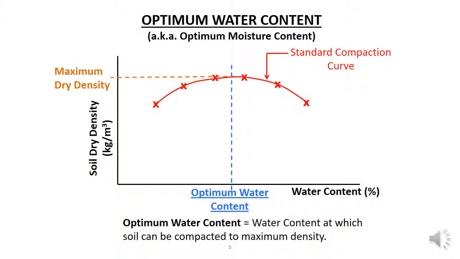When constructing a fill, we check the water content and either wet or dry the soil so that it is at or close to the optimum water content when we lay and compact it. The dry density at that point is called the maximum dry density, and this is what we expect the soil to be able to compact down to. There are charts that allow us to correlate the dry density with the bearing capacity, and this is what the designer uses when they are designing the fill to support a road.